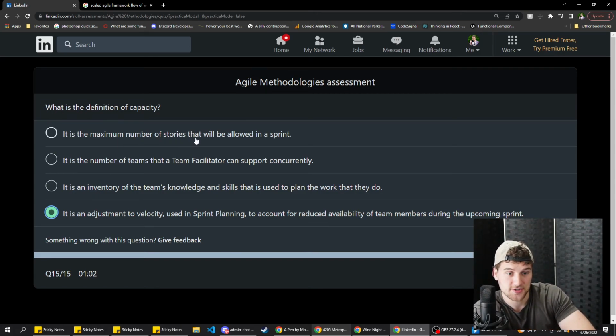It is the maximum number of stories that will be allowed in the sprint. That also sounds good. It is the number of teams that a team facilitator can support concurrently. False. It is an inventory of the team's knowledge and skills that is used to plan the work they do. So it's not either one of those. That one sounds right, but this is longer and sounds more right. So we're going to go with that. View results. We passed. Boom.